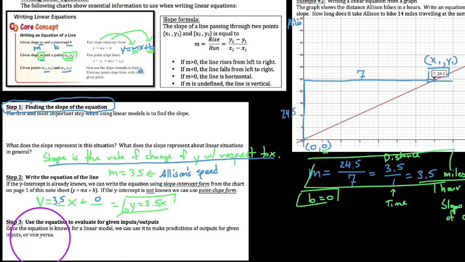And I say or vice versa because notice that our question here says, how long does it take Allison to hike 14 miles when traveling at the same rate? Now they've given us a data point here, but the question really is, okay, are we plugging this 14 miles in for y, or are we plugging it in for x? And recalling that distance or miles is represented by our variable y here, and recalling that what we're looking for here is how long, what is our time, basically we've been given a y and we're asked this question, so how long would it take her to do this?